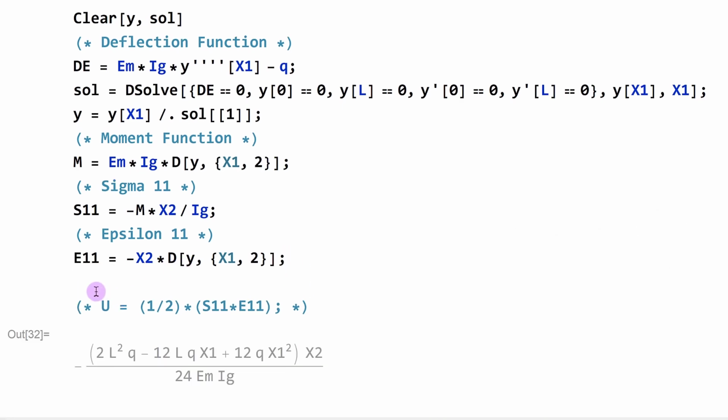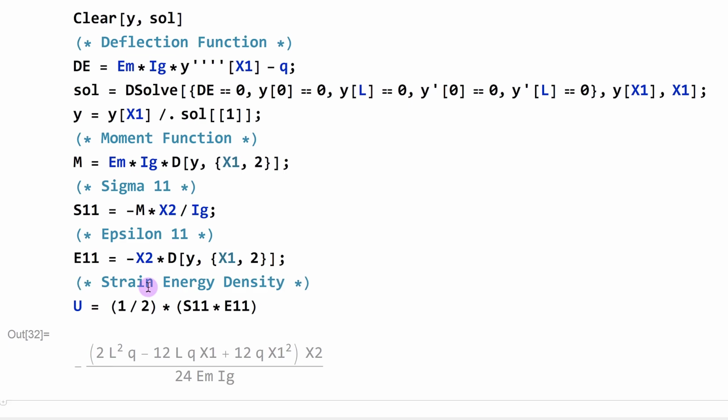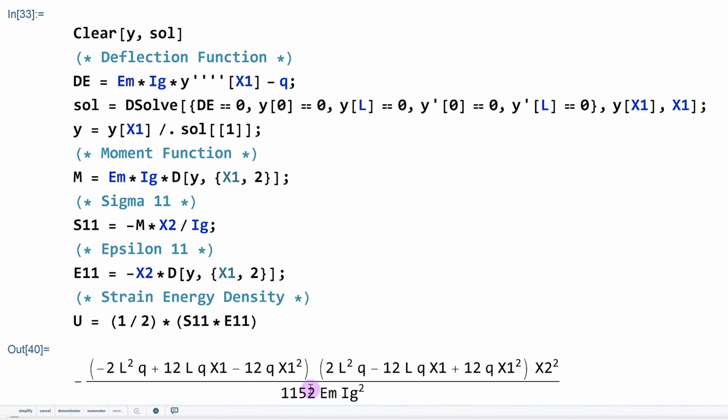Good to go. So now what I can do is I can unsuppress my strain energy density formula right here, because now if I look at it, both S11 as well as epsilon 1,1 are now defined, so there should be no problem. So this right here is the strain energy density. So I'm just going to put that in, and I'm going to run it. As we can see, we get a big, long, disgusting mess.